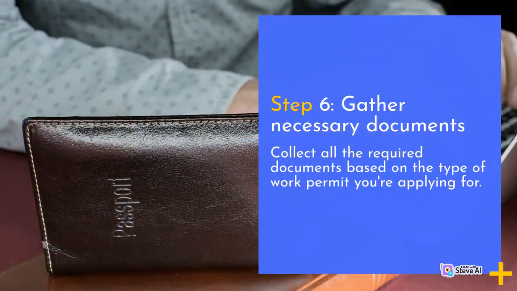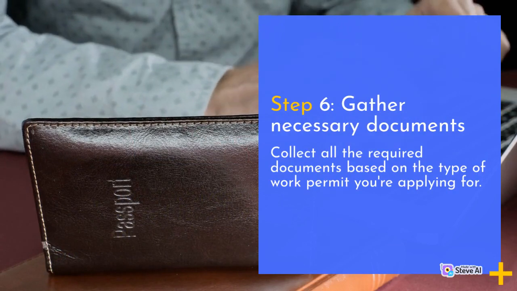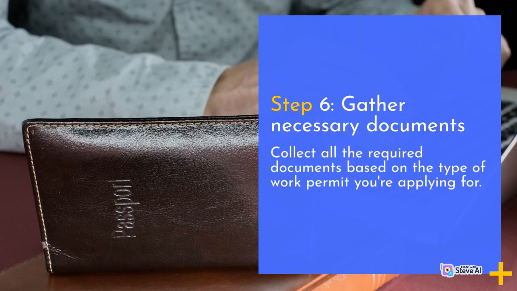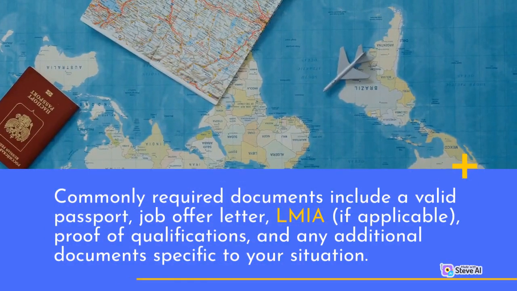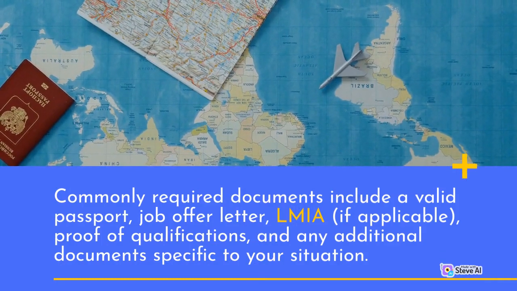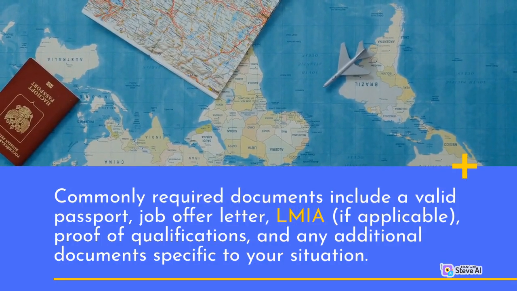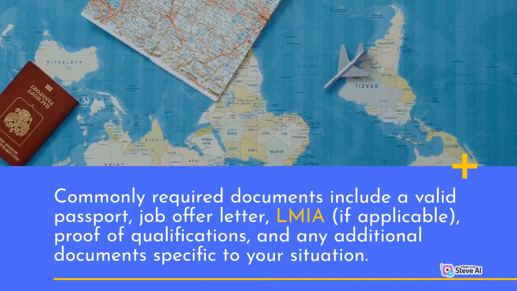Step 6. Gather necessary documents. Collect all the required documents based on the type of work permit you're applying for. Commonly required documents include a valid passport, job offer letter, LMIA, if applicable, proof of qualifications, and any additional documents specific to your situation.